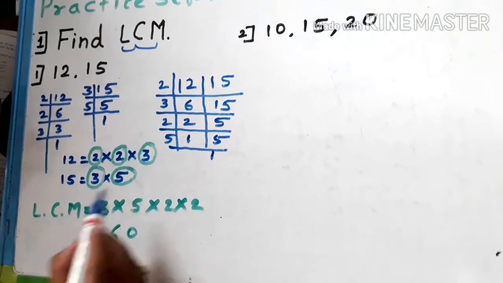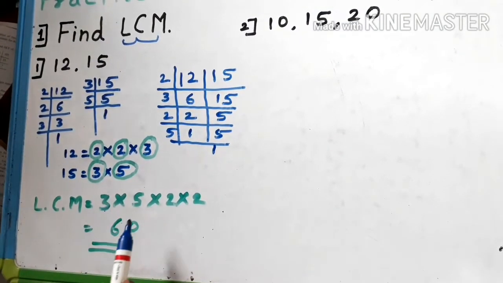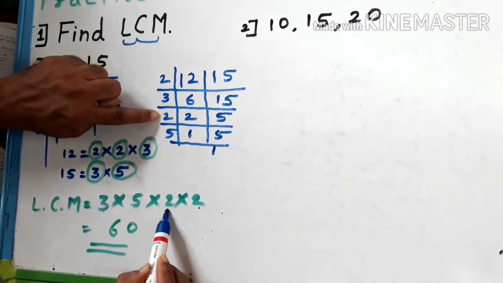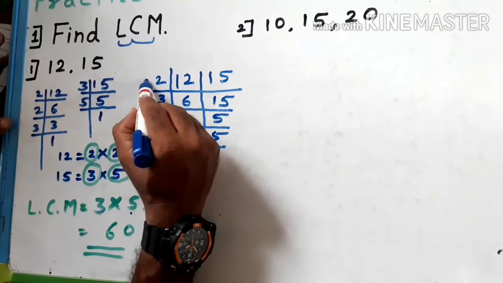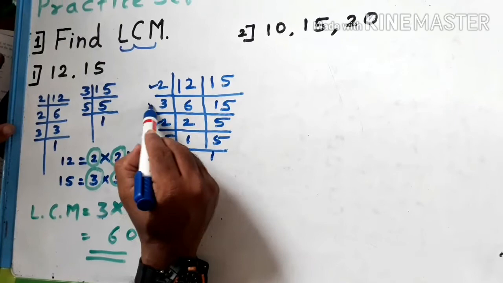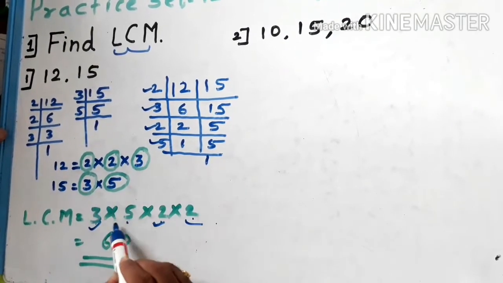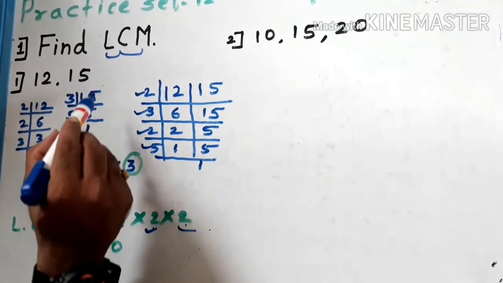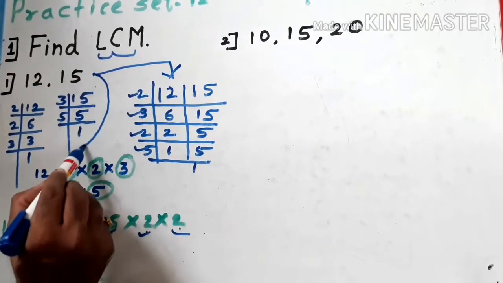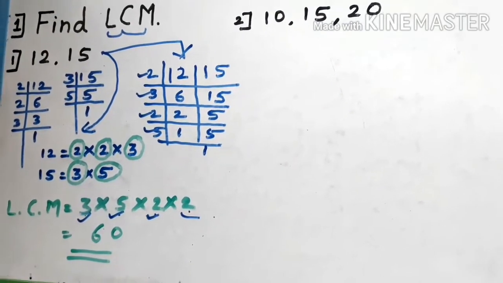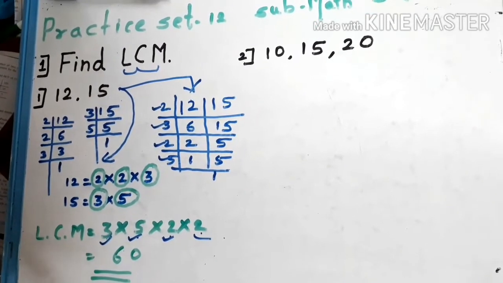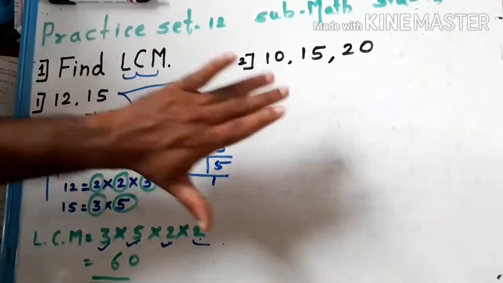So for the LCM, look at this. In these factors, this 3, this 2, this 2 and this 5 are taken here. In this way, this is the second type of finding LCM, and this is the first type of finding LCM. We can find the LCM by both types. With the same procedure, we can solve this problem again.